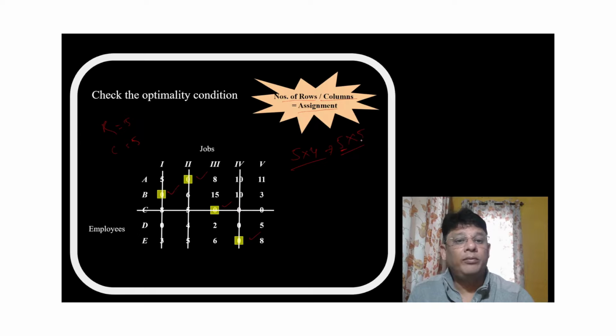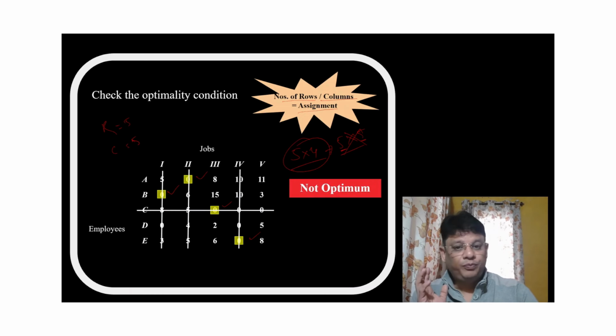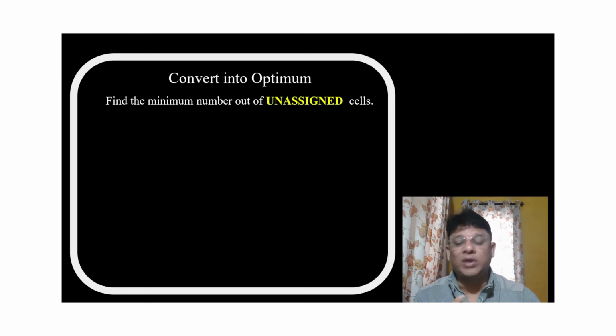Number of rows or columns must equal the number of assignments. But this condition is not there. So what does it mean? Your solution is not optimal. Clear? So now the first step is over, where you have to check whether the solution is optimum or not with the help of your Hungarian method, right? Now, when the solution is not optimum, your job is to convert it into optimum, right?